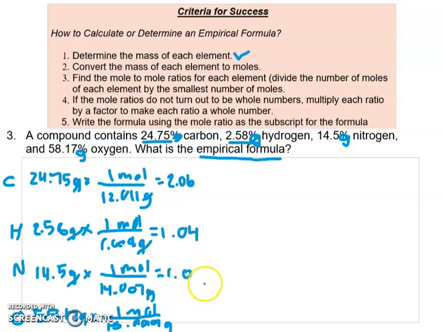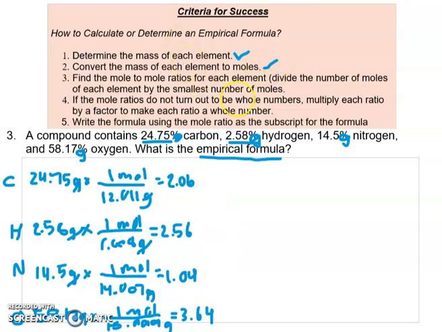Wait, backtrack there. 2.58 divided by 1.008 is approximately 2.56 moles. 14.5 divided by 14.007 is approximately 1.04 moles. And last but not least, 58.17 divided by 15.999 is about 3.64 moles. So I converted the mass to moles.